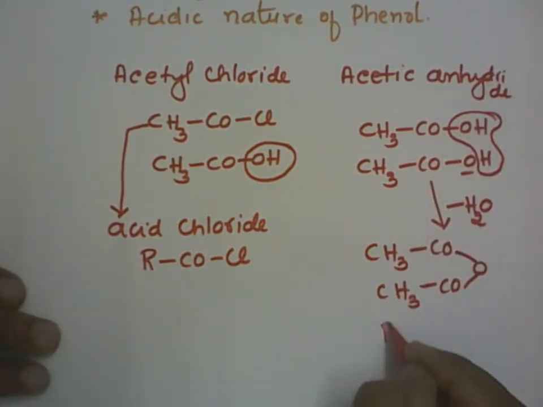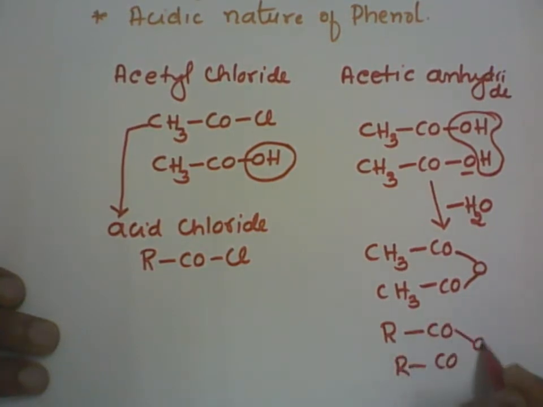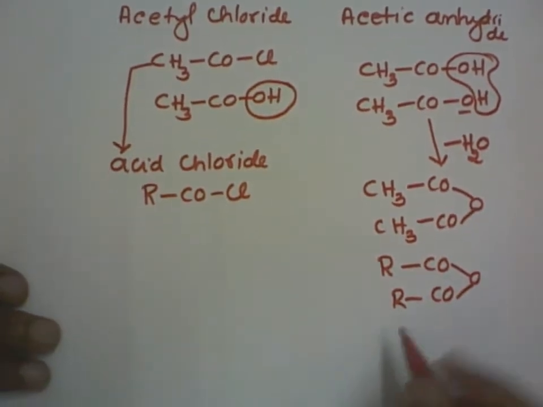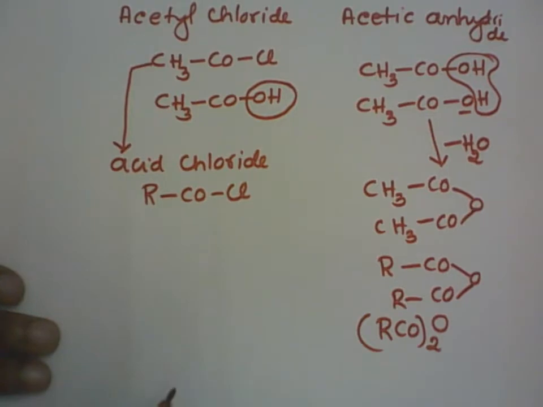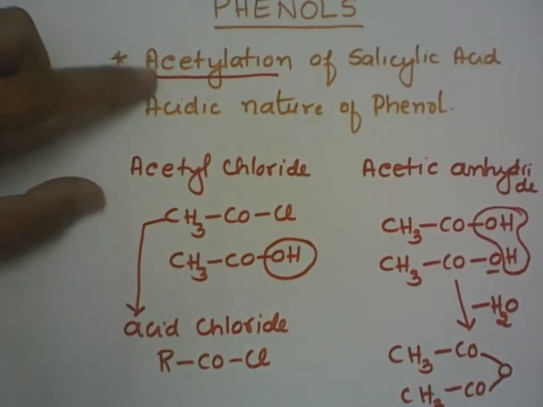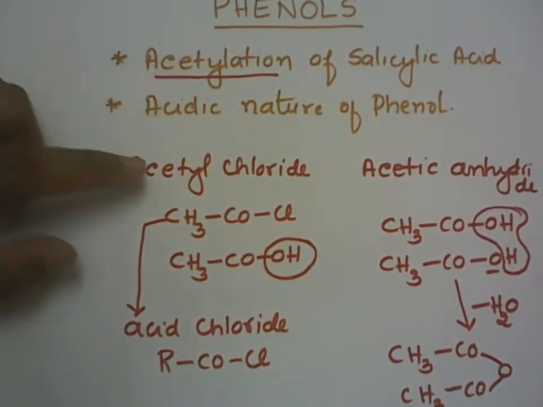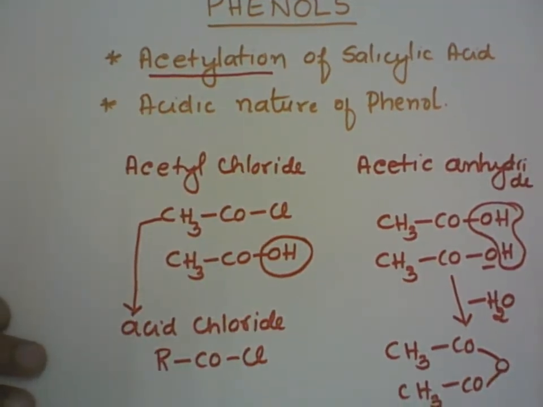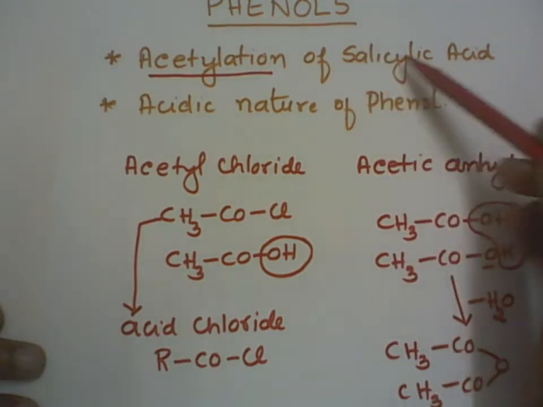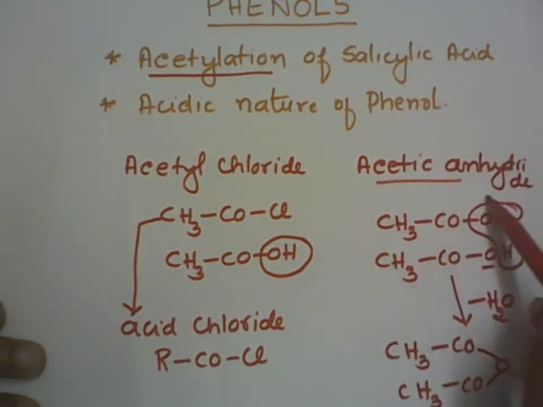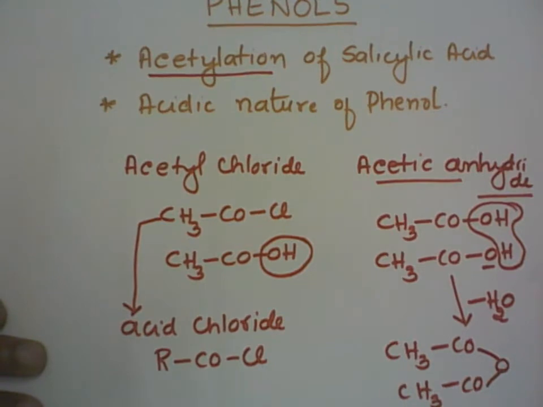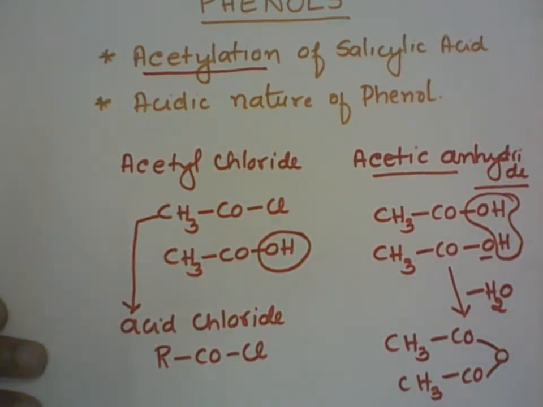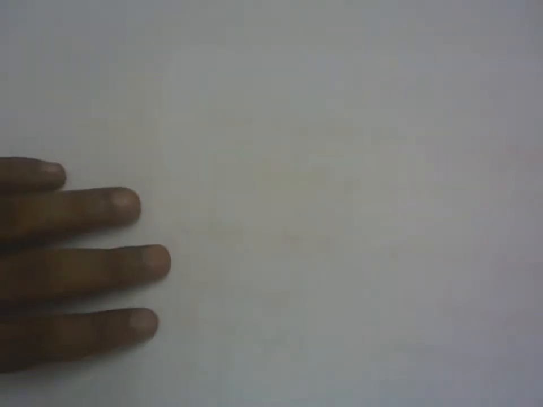What is the general formula? The general formula is RCO twice attached to oxygen, or it can also be written (RCO)2O. So we can carry out acetylation either using acetyl chloride or acetic anhydride. In the syllabus we have acetylation of salicylic acid using acetic anhydride. So let us study now the acetylation of salicylic acid.